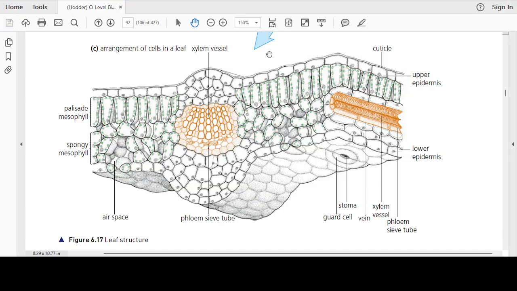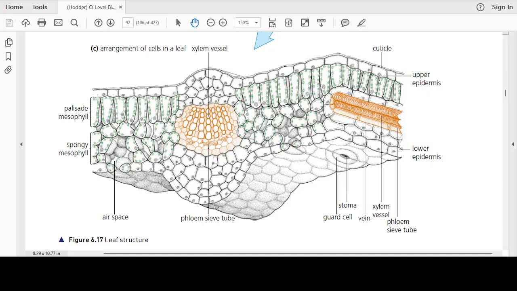The first thing we have, you can notice, is a very thin layer. You can just barely make out a line going over the top. That is called the cuticle. Then you have this first layer of cells. It's a single layer of cells going across the top. That is called the upper epidermis.